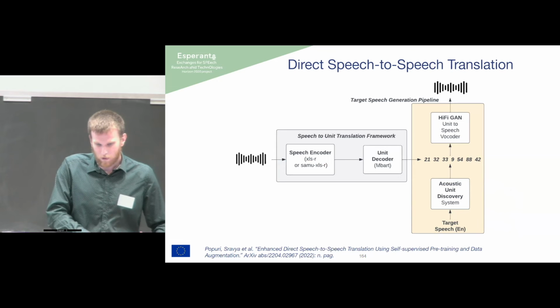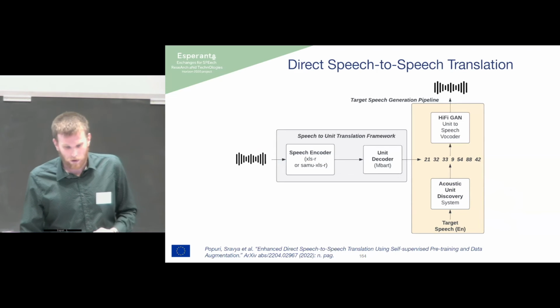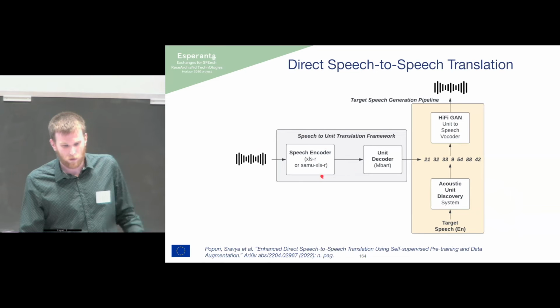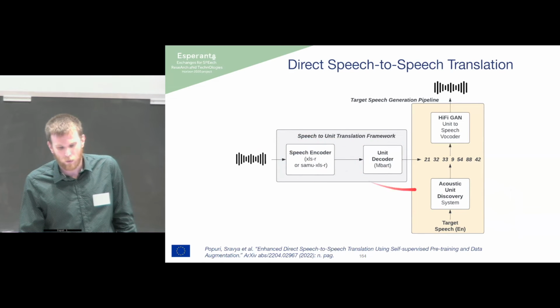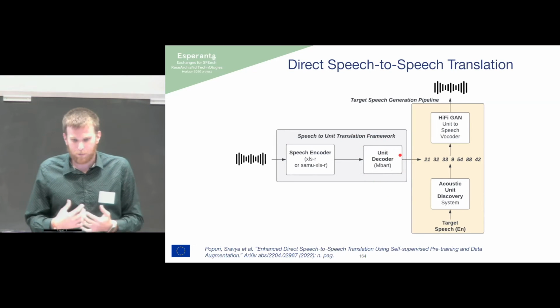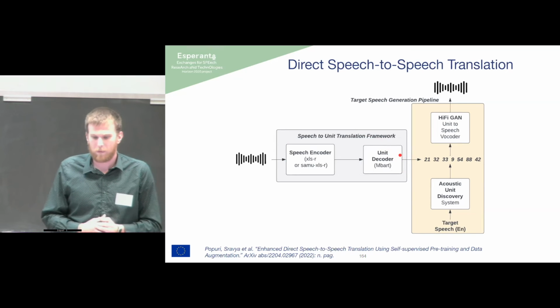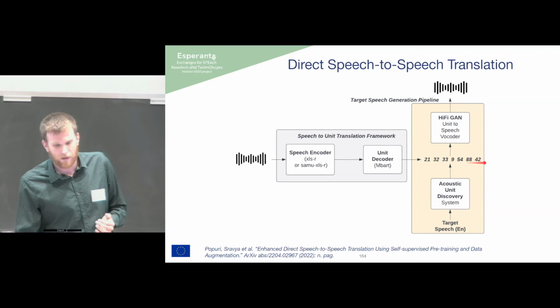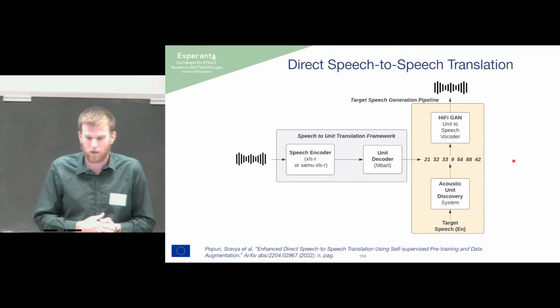For the speech-to-unit translation framework, we are using something similar to the one in the speech-to-text framework. Here is the SAMU-XLSR speech encoder, and instead of using the MBART version of the text encoder, we are using an MBART which is trained on units. Concerning the speech generation, my colleagues already presented this HiFi-GAN that tries to generate audio signal directly from these acoustic units.